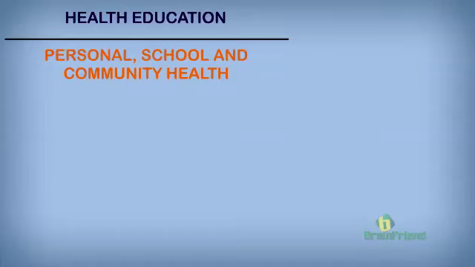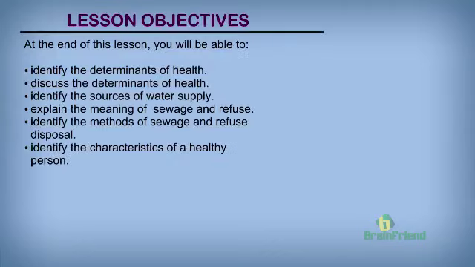The theme of this lesson is health education, and the topic is personal, school, and community health. At the end of this lesson, you will be able to identify the determinants of health, discuss the determinants of health. You will also be able to identify the sources of water supply. You'll be able to explain the meaning of sewage and refuse. You'll be able to identify the methods of sewage and refuse disposal. And lastly, you'll be able to identify the characteristics of a healthy person.